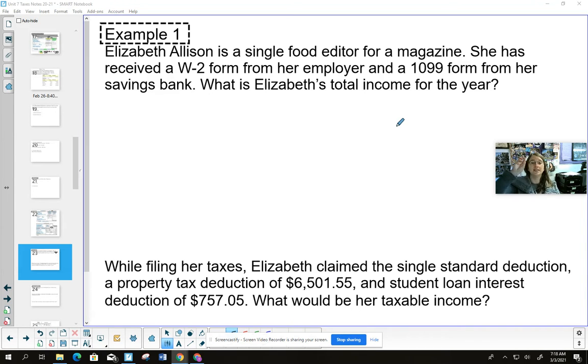So that's what that is. 1099 forms are for very specific types of income. So that form in particular was for interest. There's another form for if you get money from college. There's another form for if you have stock market investments, stuff like that. It says, what is Elizabeth's total income for the year?